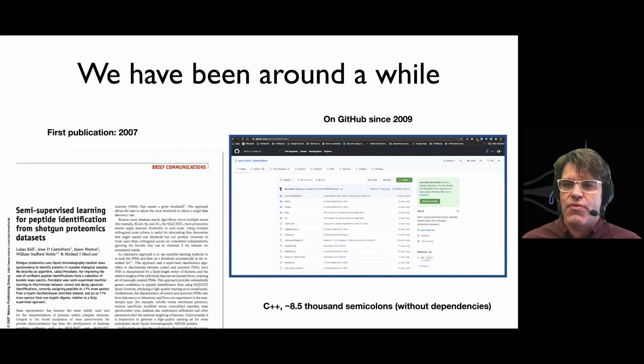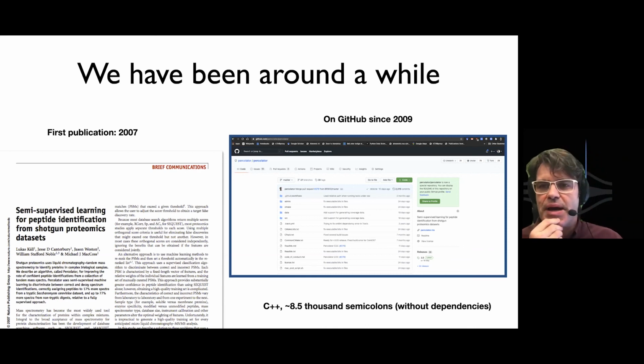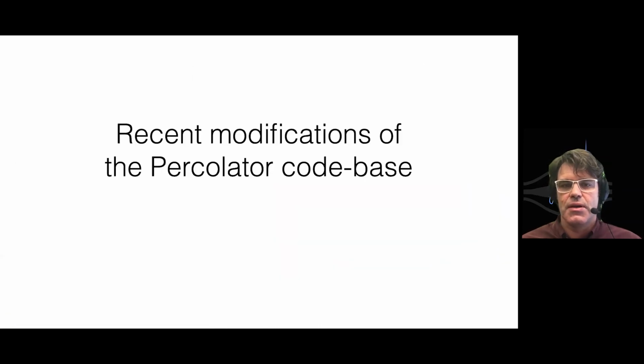So Percolator has been around for quite a while. We designed it firstly during 2006, 2007. It was published in 2007. It was open source from the start, but it's been on GitHub since 2009. That's as well where it keeps the issue trackers, etc. And it's a C++ program. It contains approximately 8,500 semicolons, and it's been around for a while. And actually, we're so happy right now to receive this funding from CSI, because we've been maintaining Percolator on a shoestring budget for quite some time, and here we have some possibilities now to expand a little bit more on the software side of Percolator. So here are some recent modifications to the Percolator code base.